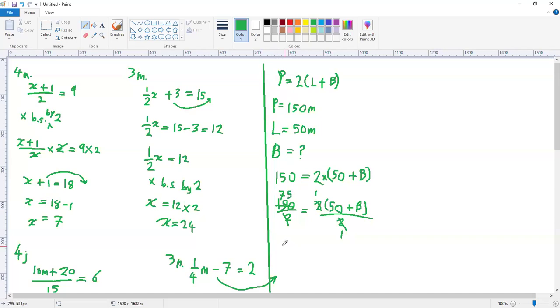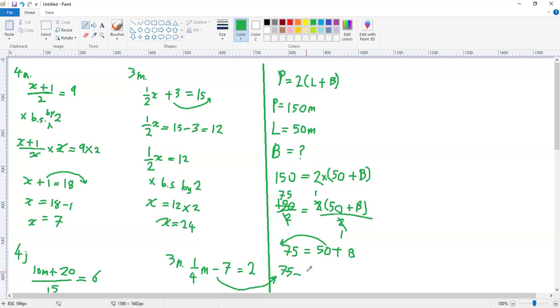It's 75. So the next step shows us that 75, you can see how simpler it's looking now. 75 equals 50 plus B. And you can guess what's going to happen. All you need to do is to subtract 50 from both sides, because you're looking for B, isn't it? So that's going to be 75 minus 50.